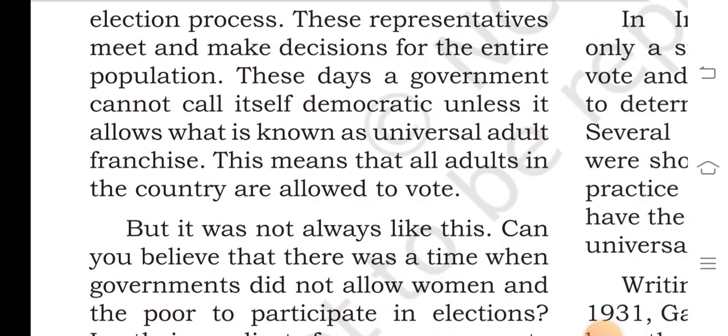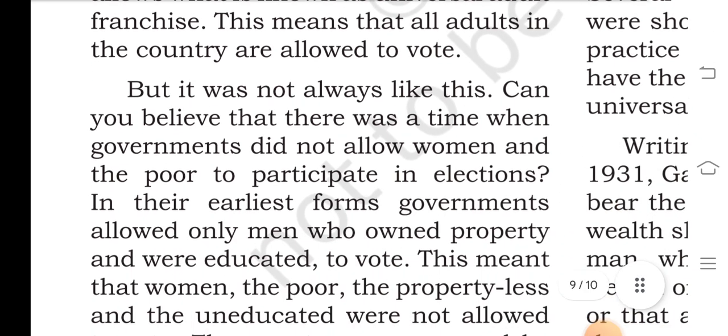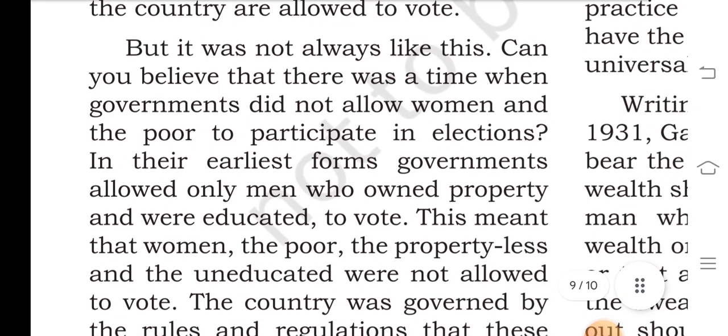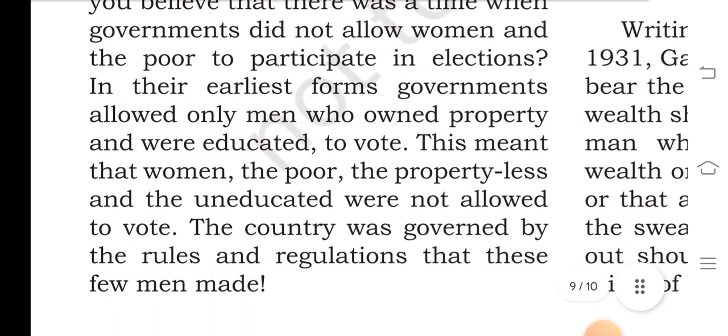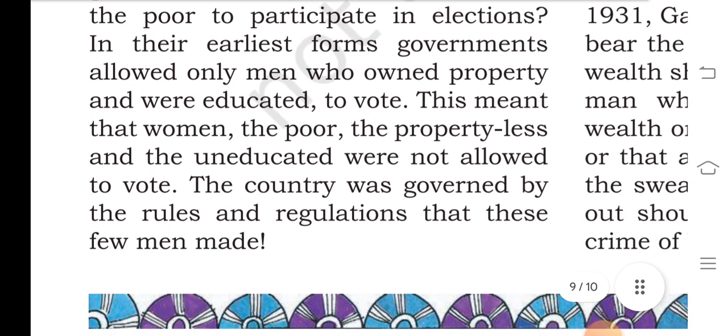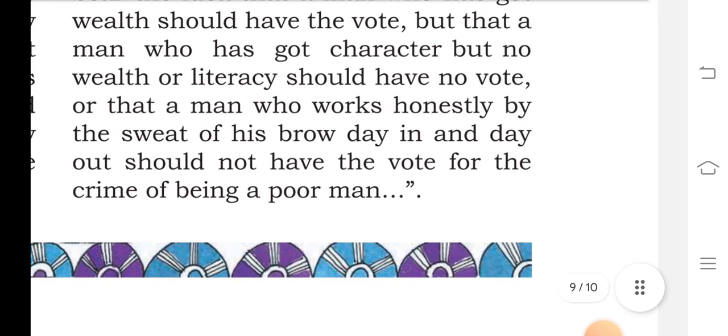These days, a government cannot call itself democratic unless it allows what is known as a universal adult franchise. This means that all adults in the country are allowed to vote. But it was not always like this. Can you believe that there was a time when governments did not allow women and the poor to participate in elections? In their earliest form, governments allowed only men who owned property and were educated to vote. This meant that women, the poor, the propertyless, and the uneducated were not allowed to vote. The country was governed by the rules and regulations that these few men made.